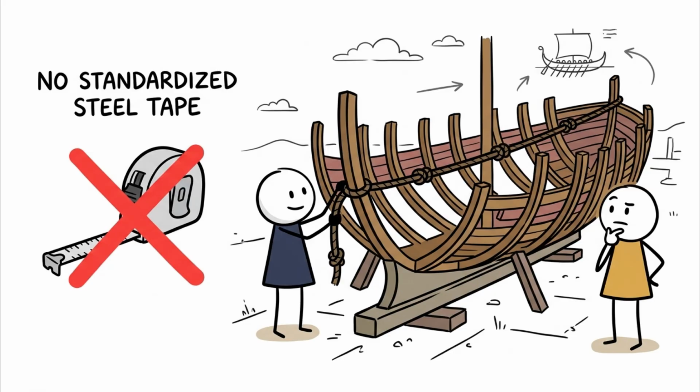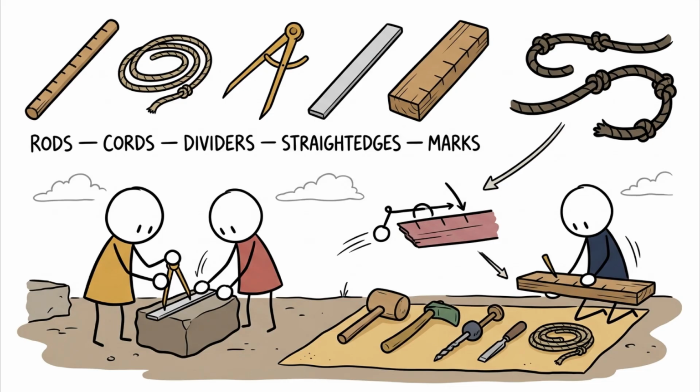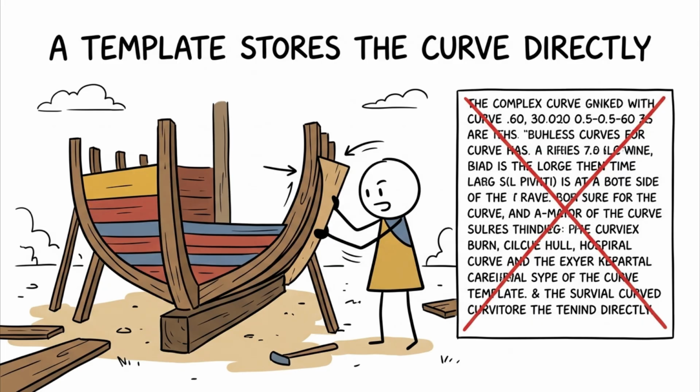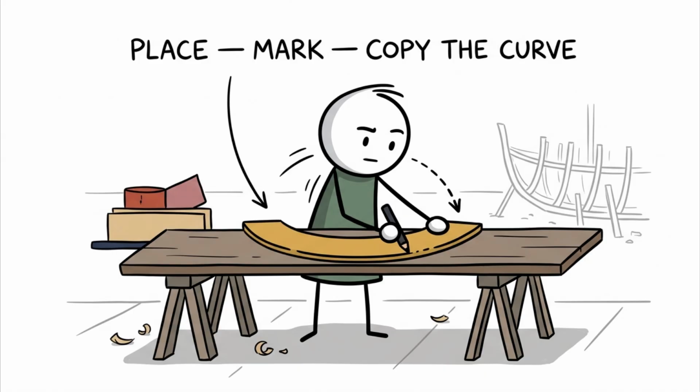Now imagine measuring this structure without a standardized steel tape. Ancient builders still had units, rods, cords, dividers, straight edges, and marked references. But exact numerical dimensions were only one possible way to preserve shape. A physical template can store a curve more directly than a written description. Place it against timber, mark the edge, and the curve has been copied.